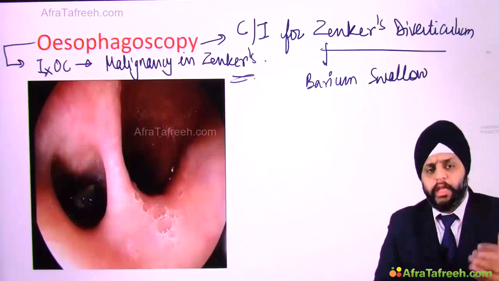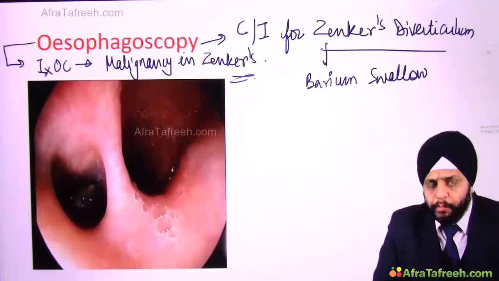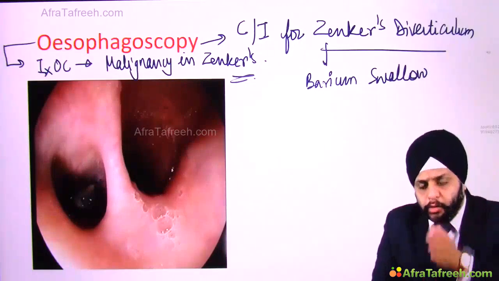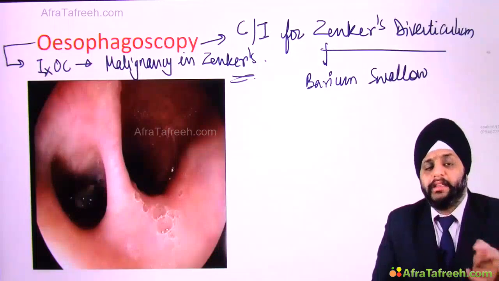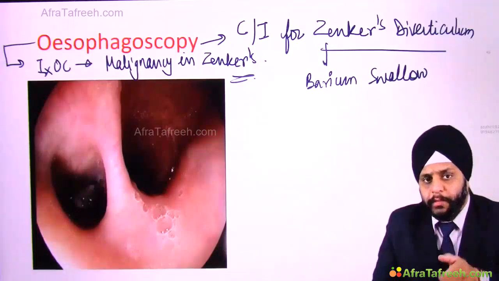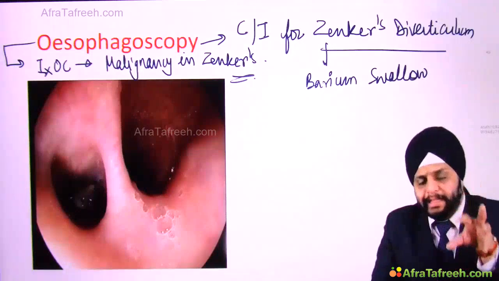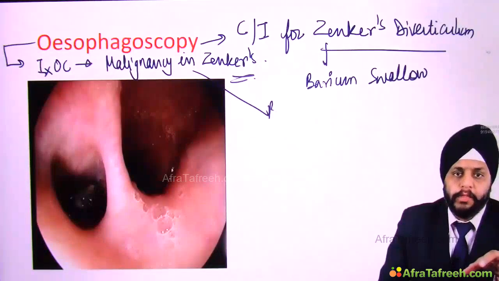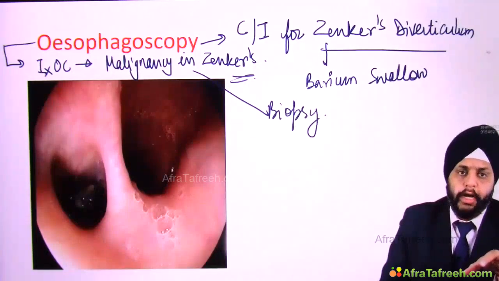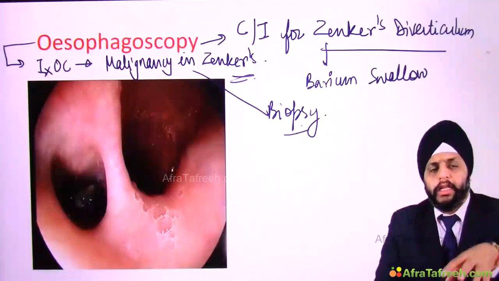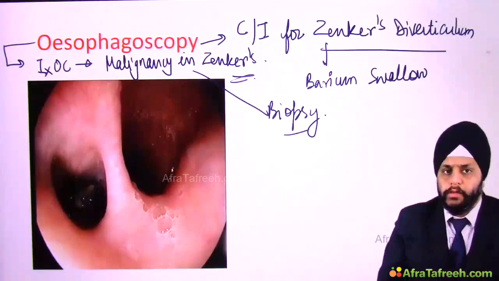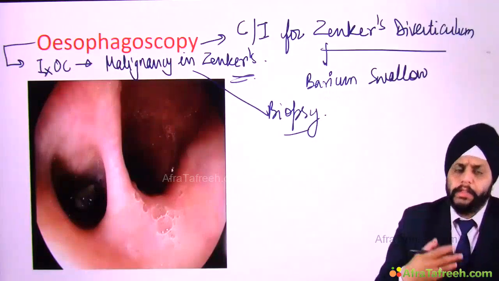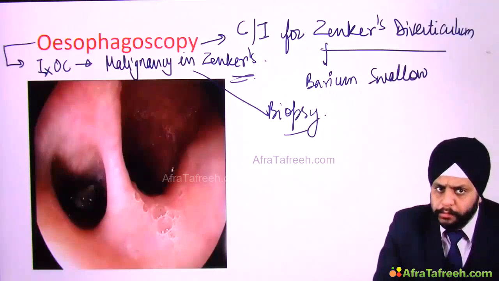I hope you are understanding my point. To diagnose Zenker's, it's contraindicated. But if you suspect malignancy in an already diagnosed Zenker's diverticulum, then this becomes the investigation of choice. Why? Not only can you see the malignancy, but you can even take a biopsy of it while doing esophagoscopy, and that's how it becomes the investigation of choice. Right? Okay. What is the treatment for Zenker's diverticulum?